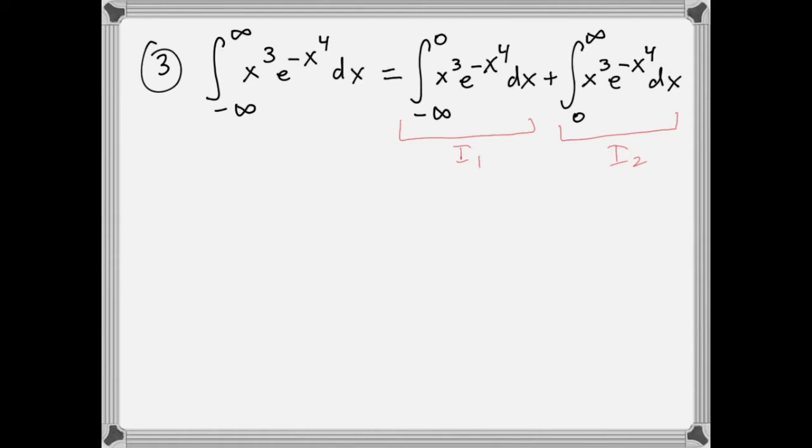Let's go ahead and do I2 first. If this one diverges, I'm not even going to do I1. I'm just going to say that it diverges and we're done. Okay? And I can call this guy I if I want to refer to it easier later, okay? So let's look at I2.